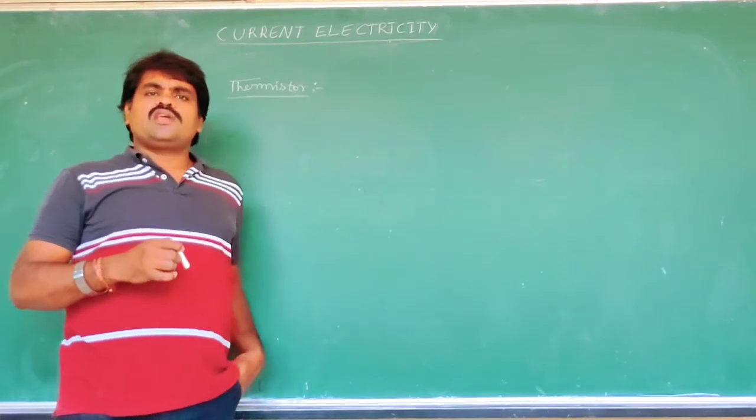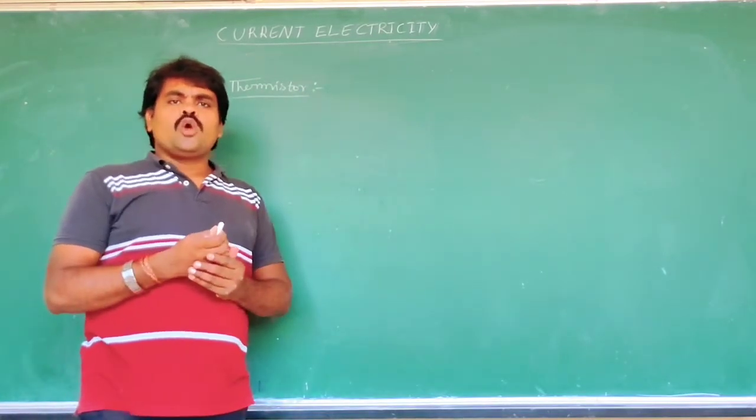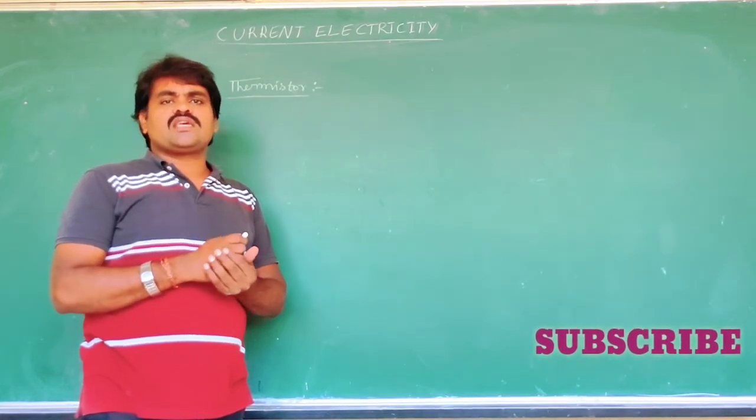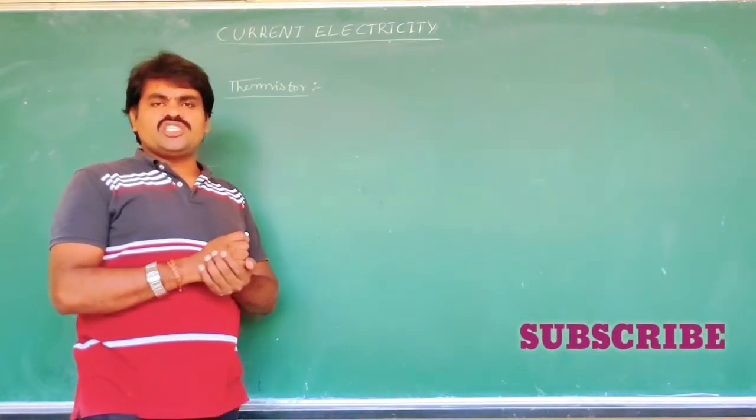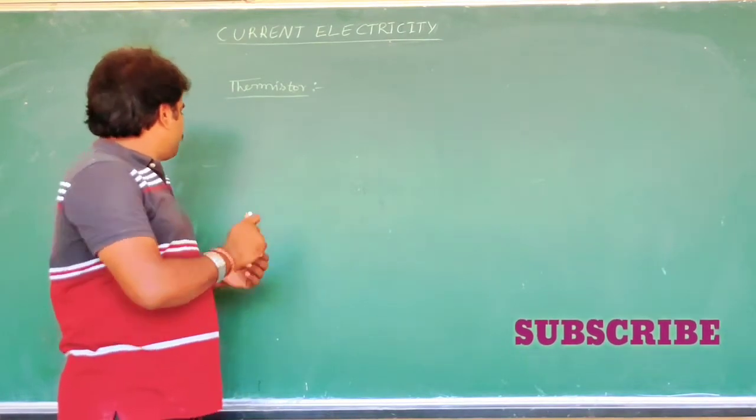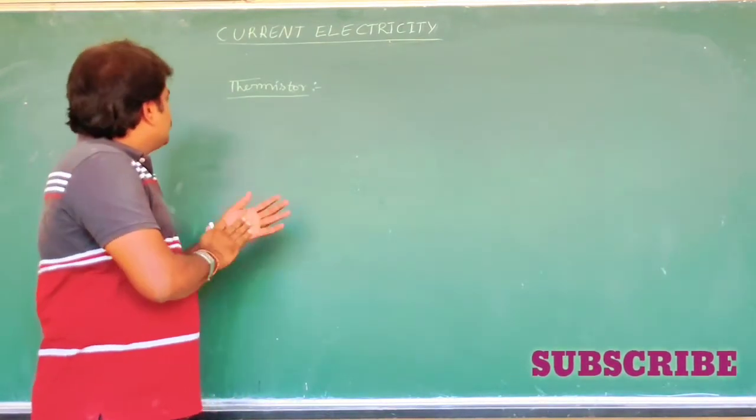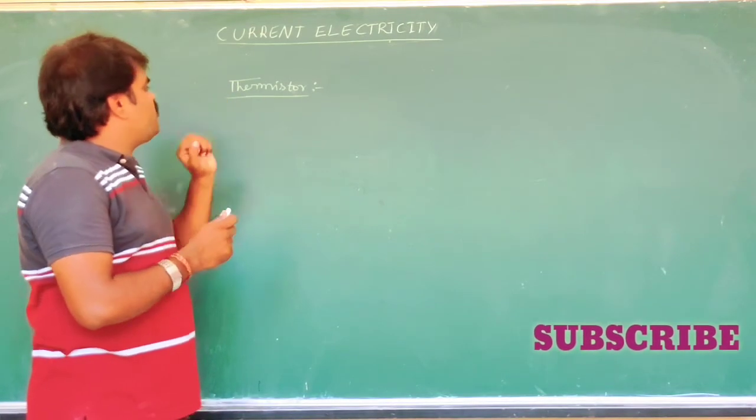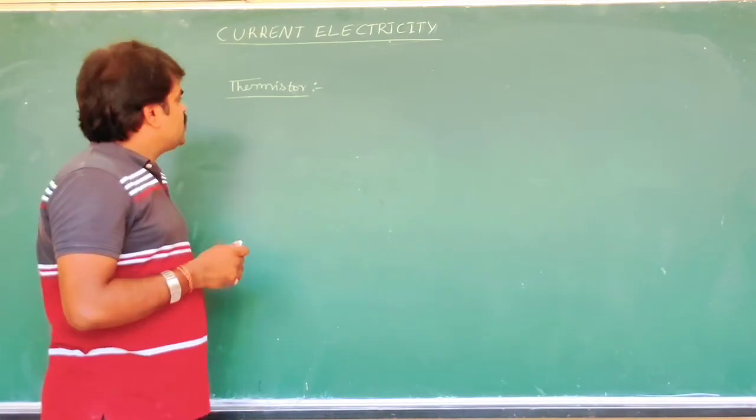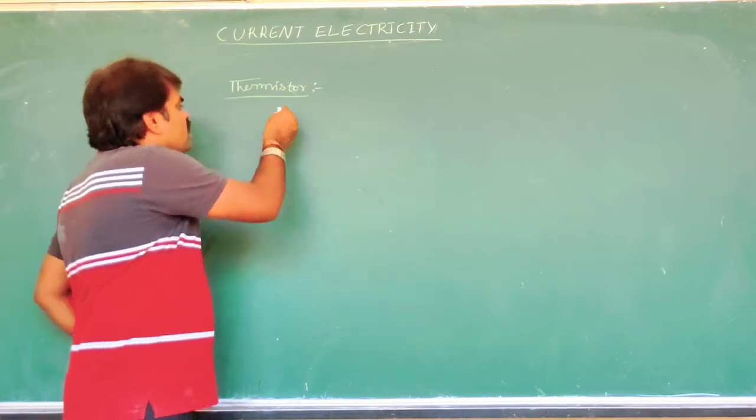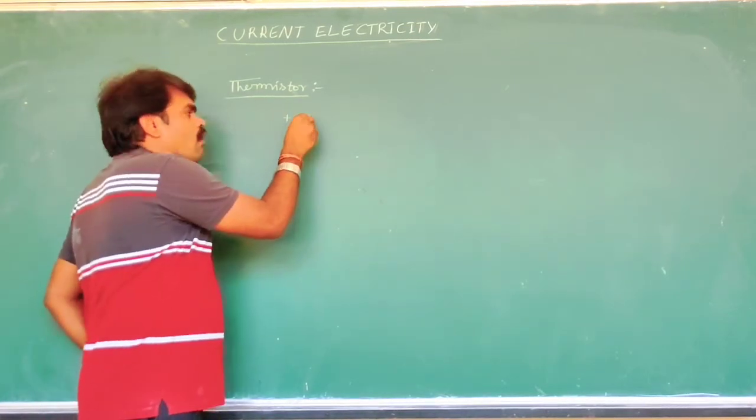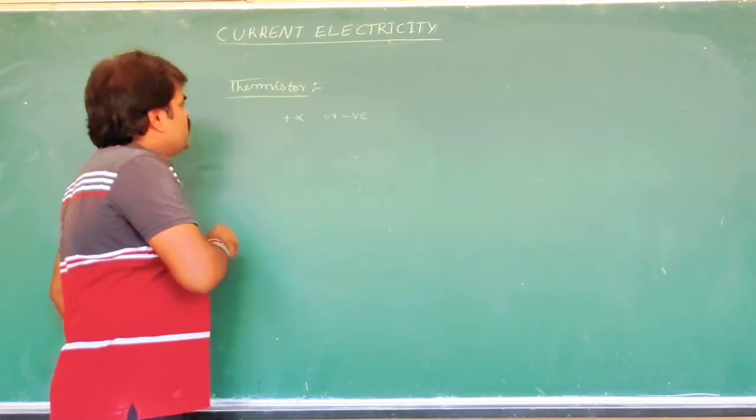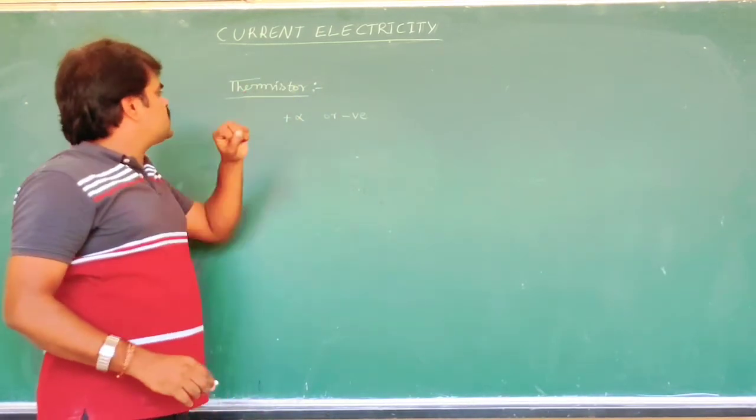A thermistor is a heat sensitive device whose resistivity changes rapidly with temperature. Here the temperature coefficient of a thermistor may be positive or negative.